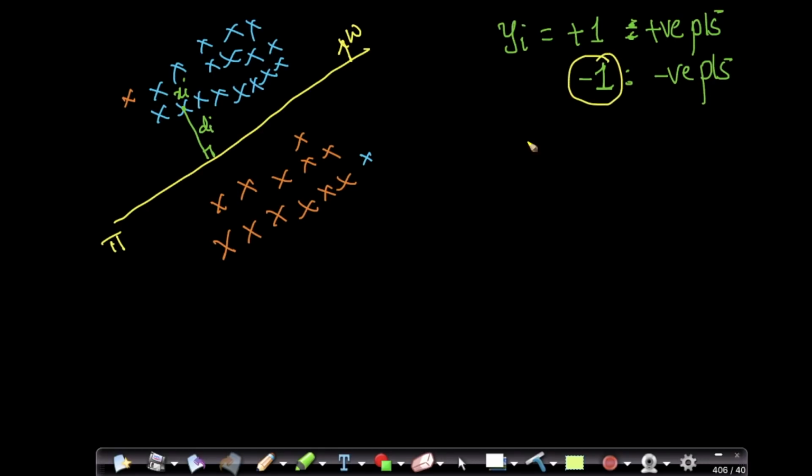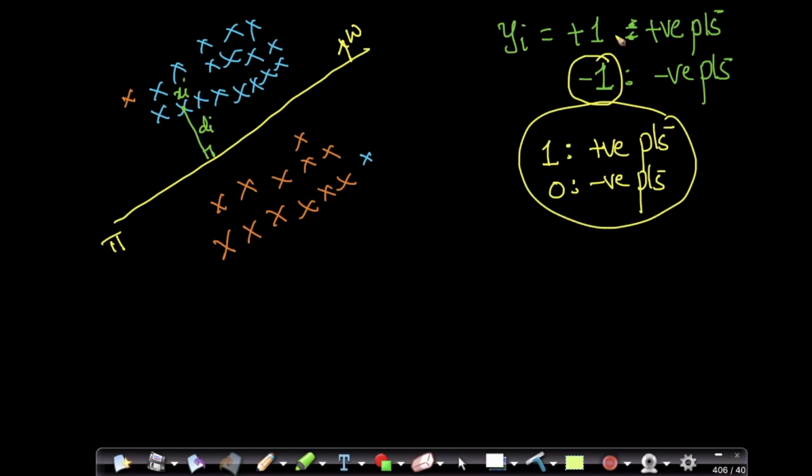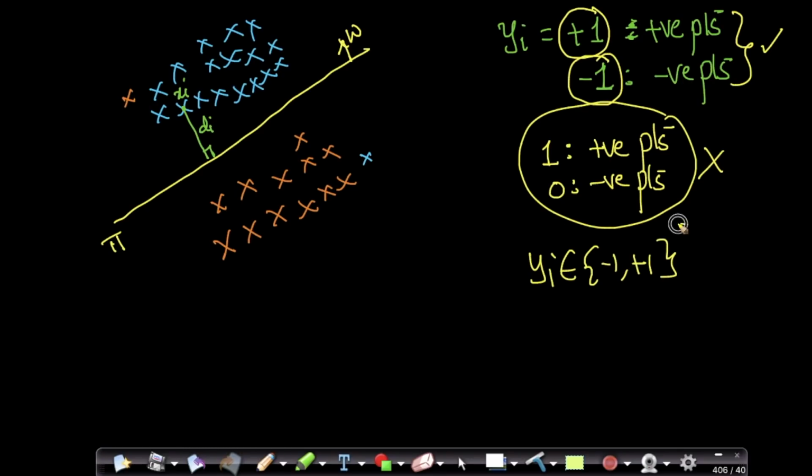This is important. Till now, what have we been saying? We have been saying 1 is positive points and 0 is negative points. Now we'll change it slightly: +1 represents positive points, -1 represents negative points. You'll see why I'm using +1, -1 and not 1 and 0. We'll see that in a while, so please bear with me. These are the class labels. Your yi now belongs to -1, +1. This is what I'm assuming.